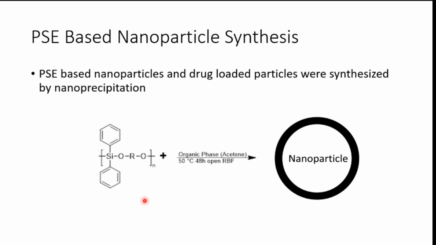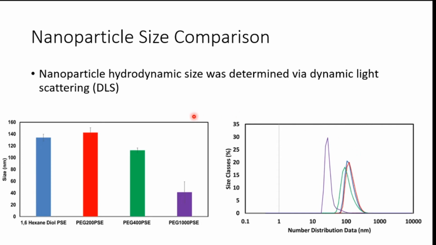Here we have the schematic for the nanoparticle formation, and this is done through a process known as nanoprecipitation, where the polymer pictured here will be dissolved in a solvent. We're using acetone, diluted with water, and heated to 50 degrees Celsius for about 48 hours for the acetone to evaporate off and for the polymer to reform into the nanoparticle. And we get a few different sizes based on the polymer that we've used for that.